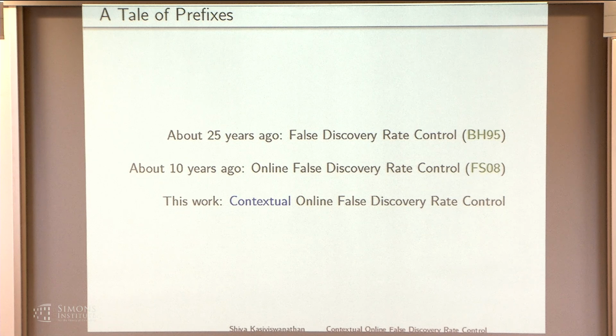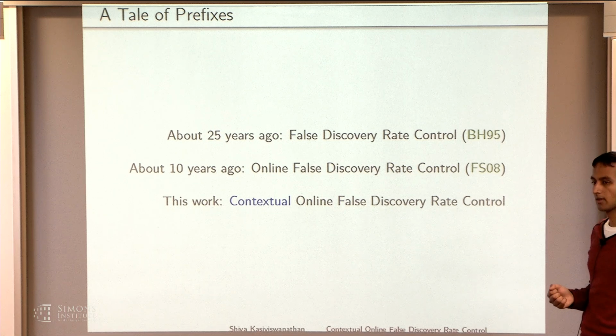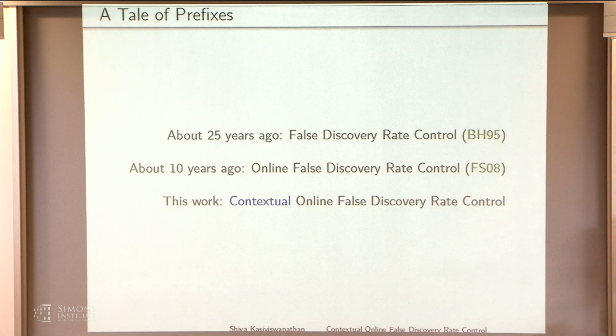But this work is about adding another prefix to this, and we're going to talk about a slightly different model, which is called contextual online false discovery. I'm going to explain what all these terms mean in the next few slides. Starting with what false discovery control is in an offline setting in a more precise sense.